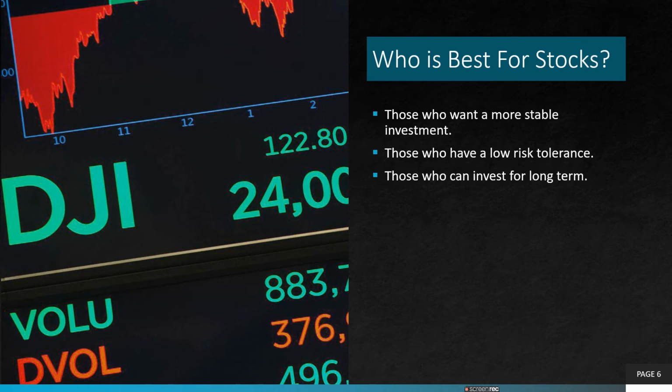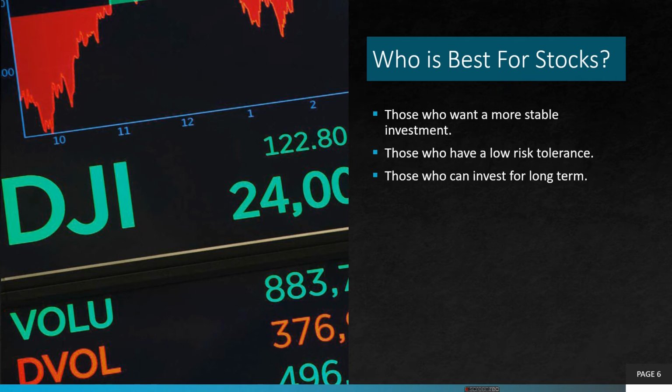Who is best for stocks? Those who want a more stable investment. Those who have a low risk tolerance. Those who can invest for the long term. Bitcoin, as it is right now, in my judgment, is not a long-term play. Bitcoin is for the extremely sophisticated who understand Bitcoin and when to get in and when to leave. So it's a fast investment. It's for the fast investor who is savvy in cryptocurrencies.